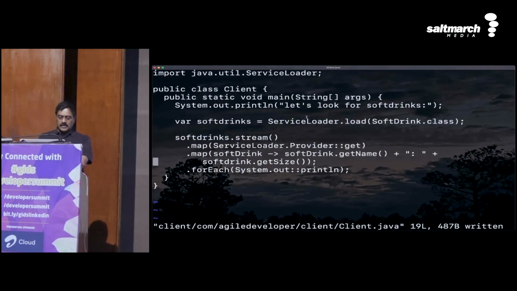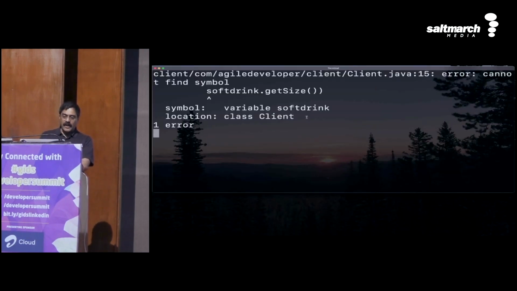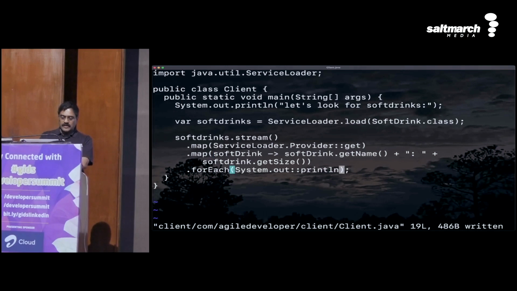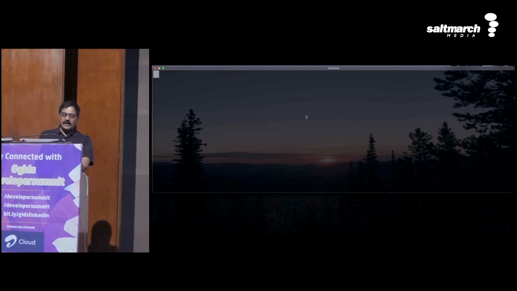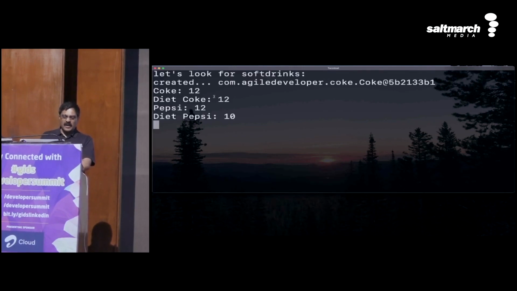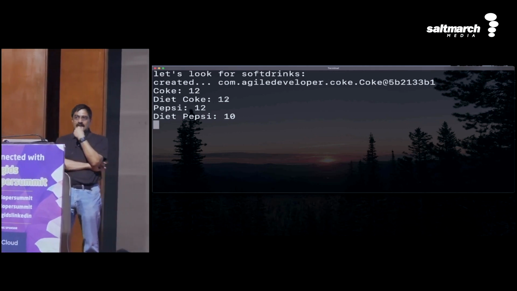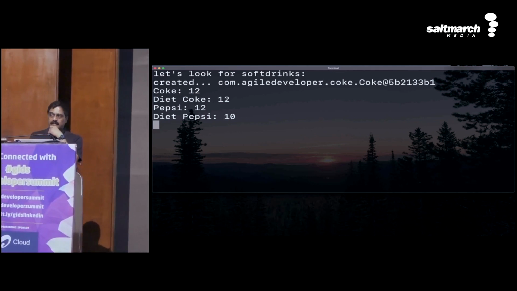So that's basically what we are getting right here, the object through that particular iteration. So, soft drink, again, the uppercase D as I wrote here. So let's run through that. And what are we seeing here? You can see in this case, we got Coke, Diet Coke, Pepsi, and Diet Pepsi. And the object is created as you iterate over it, right?